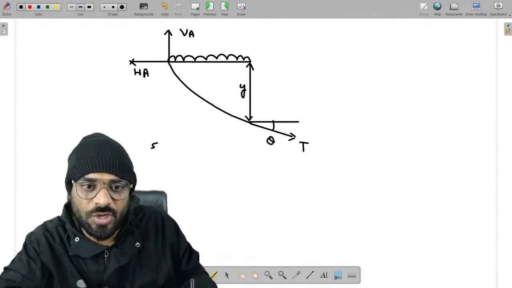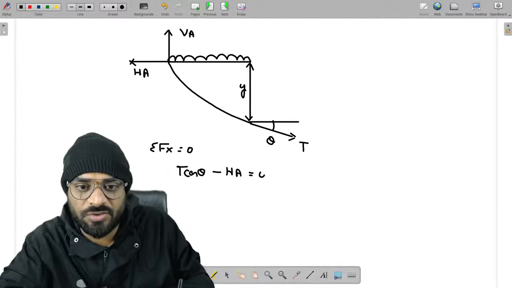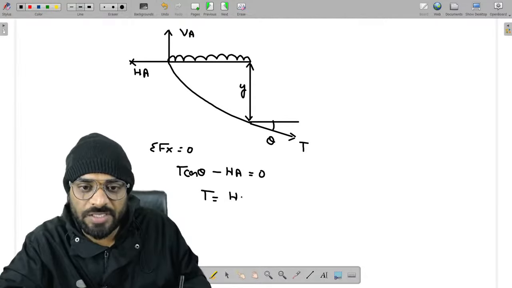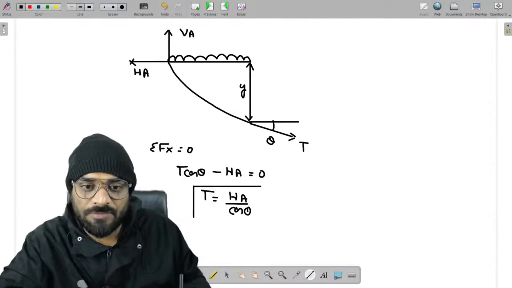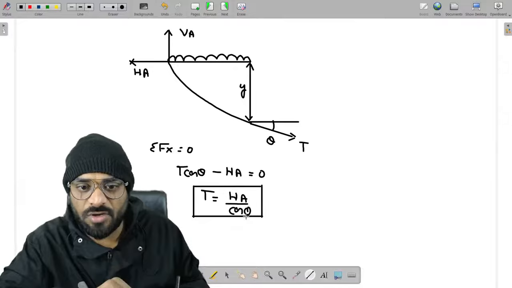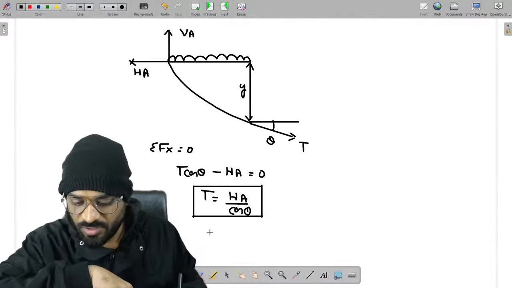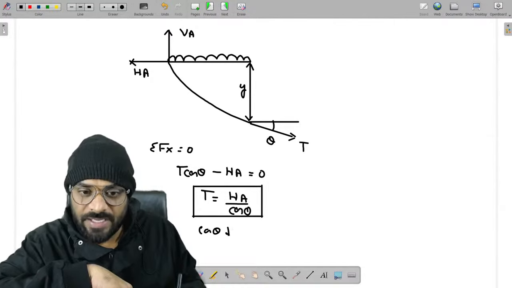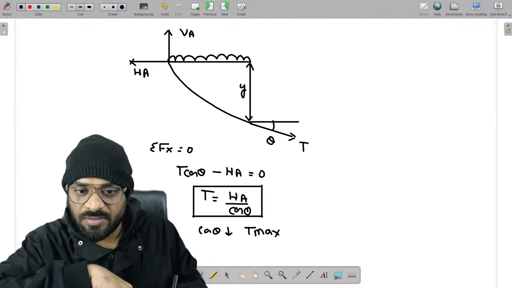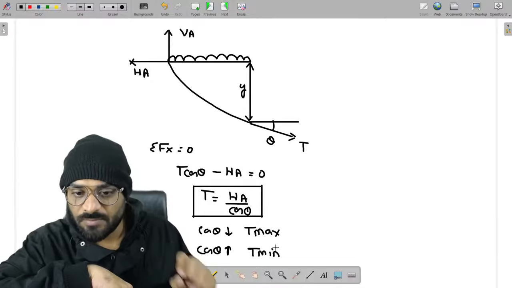So you just write summation Fx equal to 0. So T cos theta minus HA is equal to 0. Now tell me, T is equal to HA by cos theta. Yes or no? Now Prashant, tell me, if cos theta is minimum, listen carefully, T will be maximum. If cos theta is lesser, then only T will be max. But if cos theta is higher, then T will be minimum. Yes or no?